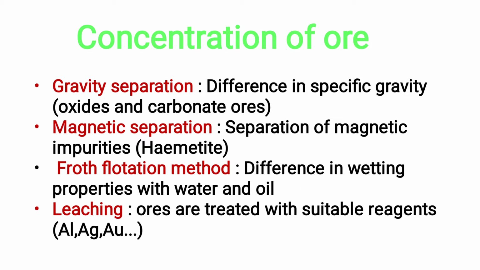The final one is leaching. Leaching is a chemical process in which the powdered ores are treated with suitable reagents so that the ore gets dissolved in the reagent and the impurities remain undissolved. This undissolved impurity can be removed by filtration, while the ore is recovered from the solution by a suitable chemical method. This process is mainly used for the concentration of aluminium, silver, gold, etc.